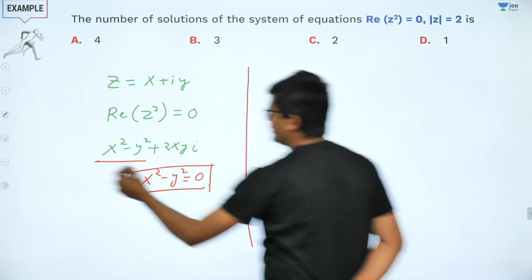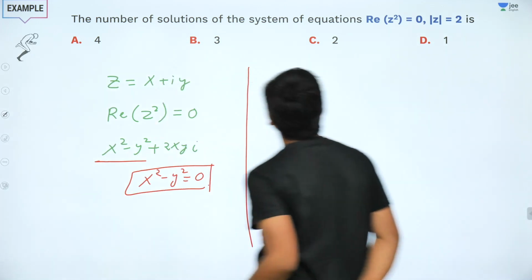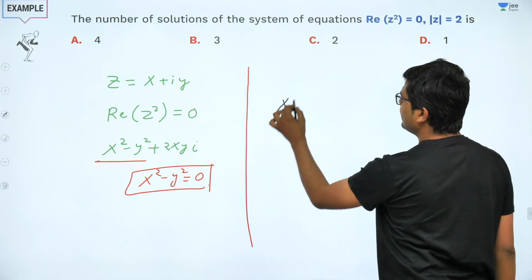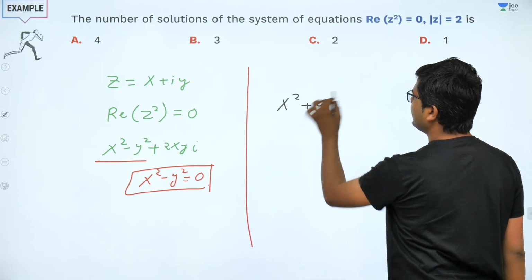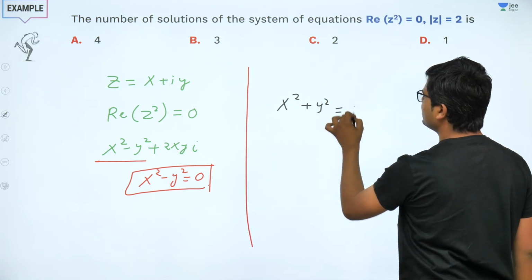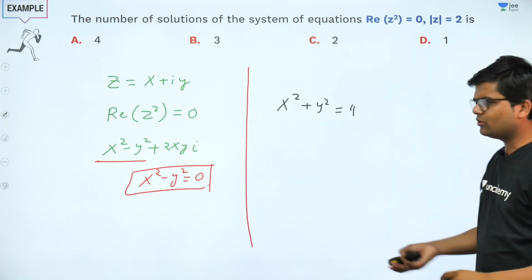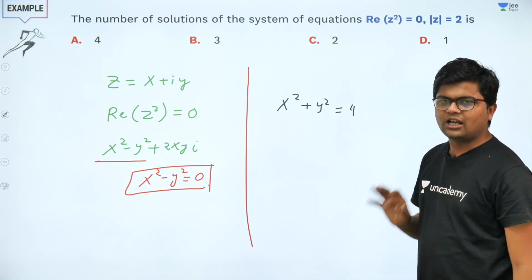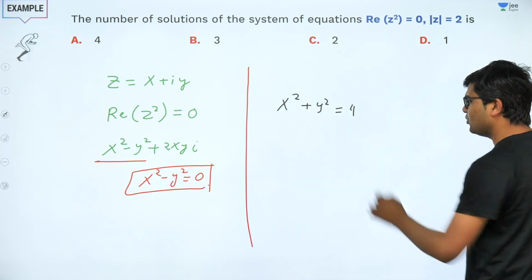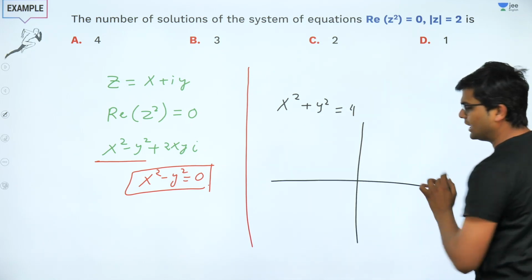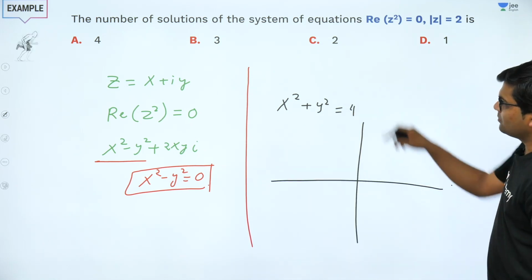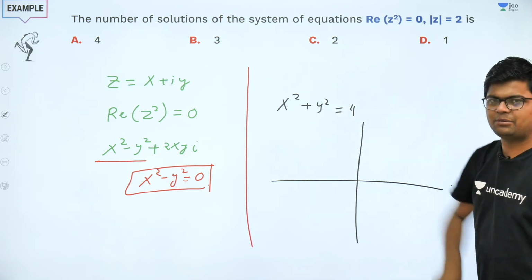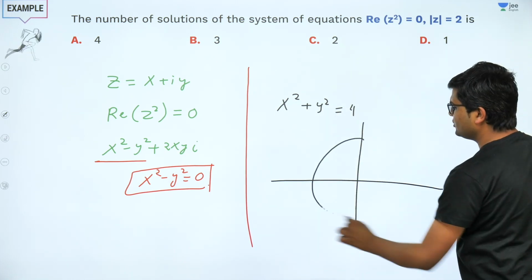Now let's solve the second condition. That is very easy. Modulus of z equal to 2 means square root of x square plus y square equals 2, squaring both sides, it will become 4. Now you can easily put y square equal to x square and find the solution. But there is also one other way. You need to understand that way, because we are interested in the number of solutions. I know that this equation represents a circle with center 0, 0 and radius 2.